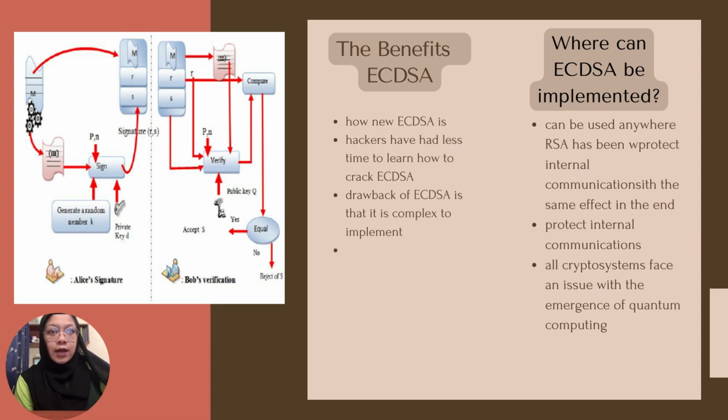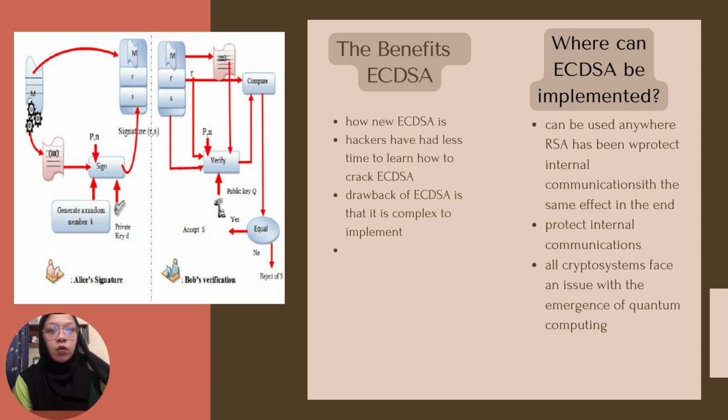So, we move to the last one about where ECDSA can be implemented. ECDSA does not just need to be used in signing of certificates, it can be used anywhere RSA has been, with the same effect in the end. Public key cryptography methods are found everywhere from TLS or SSL to code signing. The government used ECDSA to protect internet communication.